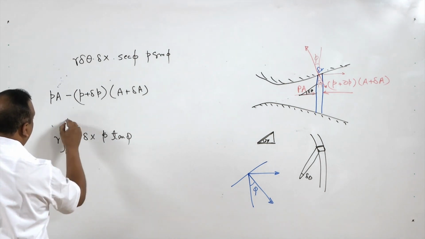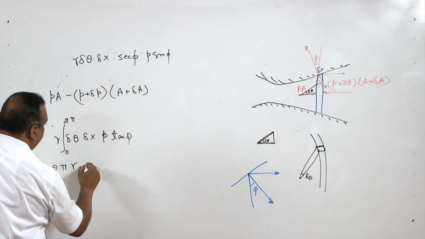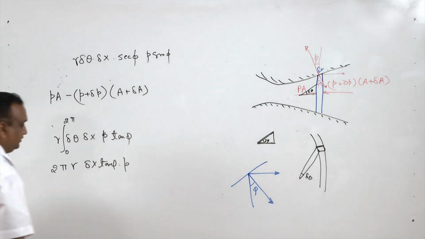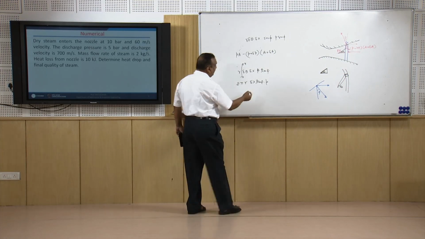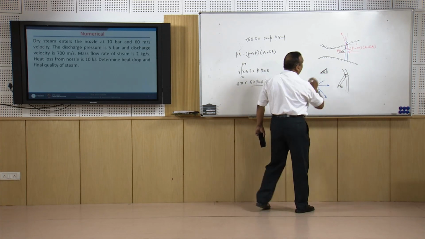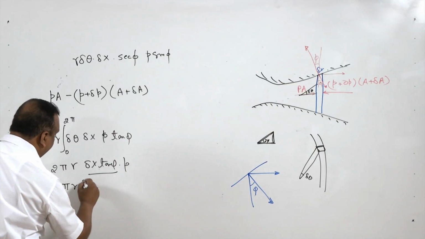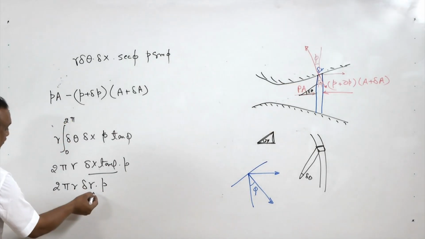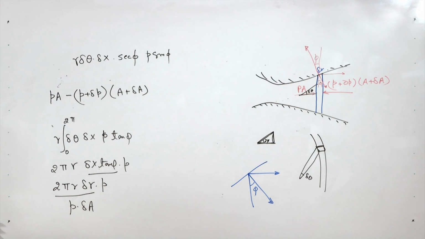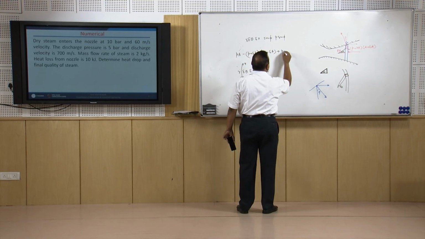If we integrate this from 0 to 2 pi, this will become 2 pi r delta x tan phi multiplied by P. Now delta x tan phi is delta r. So it is going to be 2 pi r delta r multiplied by P, and 2 pi r delta r is nothing but delta A. And this force is also working in this direction. So we will also add P delta A.